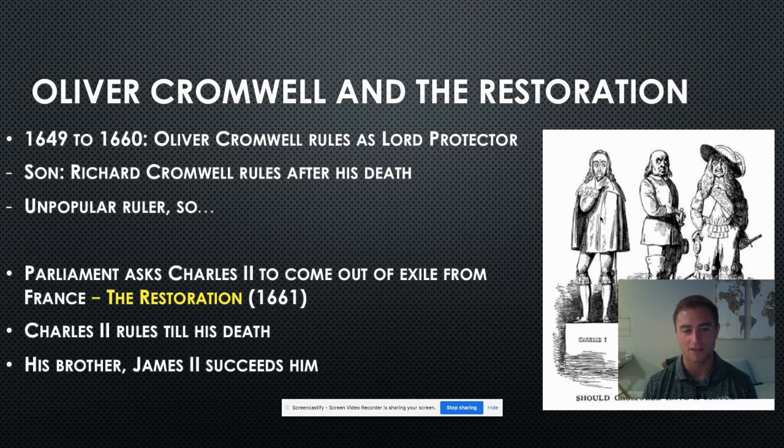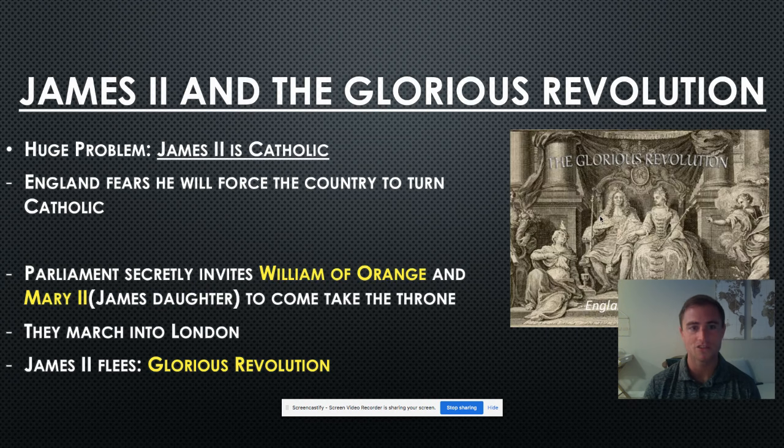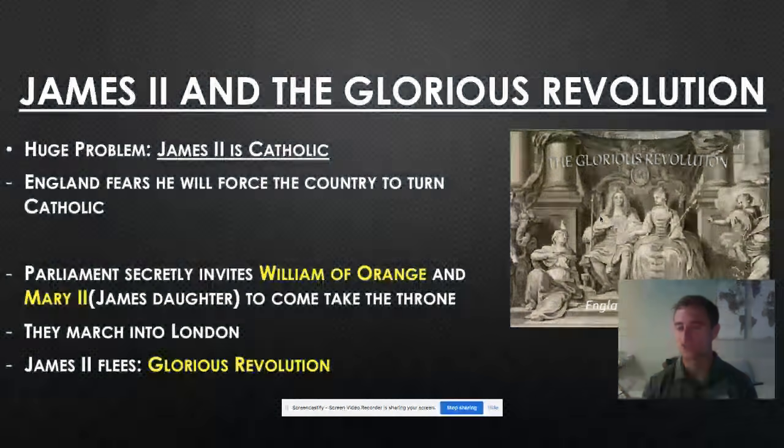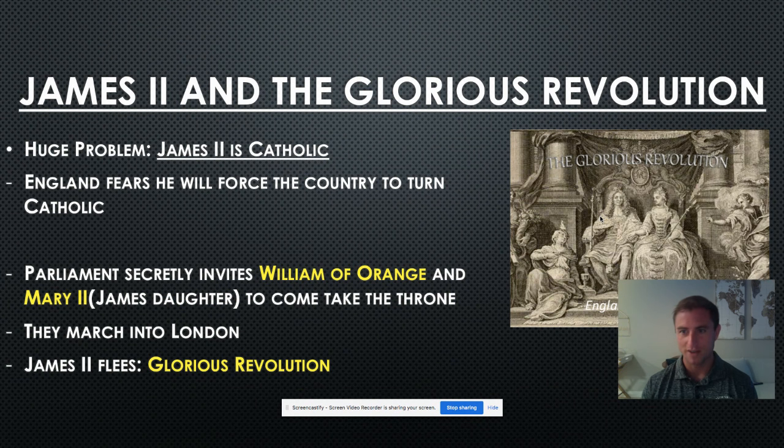And he rules all the way until his death. He dies, and when he dies, his brother, James II, is going to succeed him. But there is a big issue in England when James II takes the throne, because James II is Catholic. And this creates a huge contradiction, because the kings of England are supposed to be the head of the Anglican Church. They are supposed to be the head of the Church of England. And so we can't have a Catholic as the head of a Protestant church. That can't happen. And James then starts enacting laws that are very tolerant of Catholics, and England can't have this.